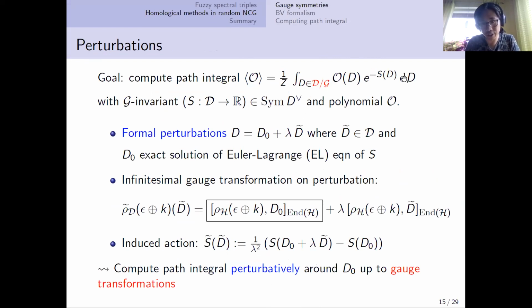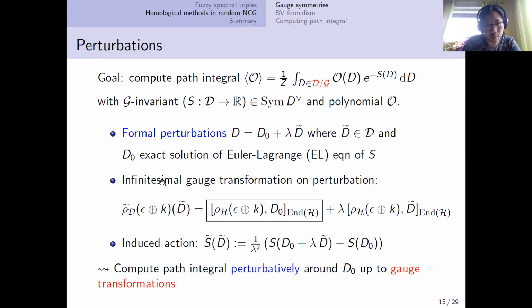And so we consider the gauge invariant actions. Like I said before, we're only looking at polynomial actions and also polynomial observables. So what we do is we take formal perturbations. We perturb around some exact solution of the Euler-Lagrange equations of S. Here, this lambda is just some formal parameter, and d tilde is a fluctuation which is just a Dirac operator.